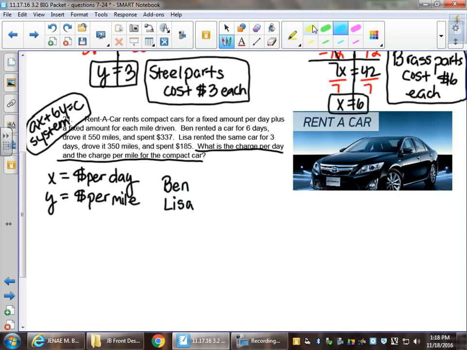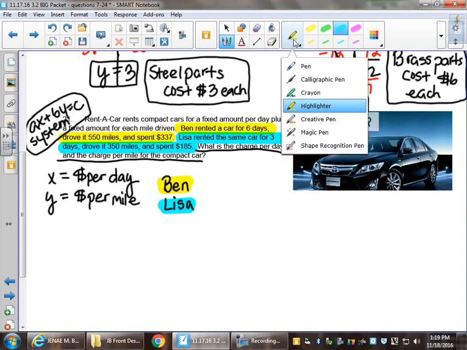Grab our colors. I'll make Ben yellow. Ben rented a car for 6 days, drove it 550 miles, and spent that much money. Then we've got Lisa. Lisa rented the same car, 3 days, 350 miles, $185 total. Pause here if you have not written this system and give it a shot. We'll compare in a second.